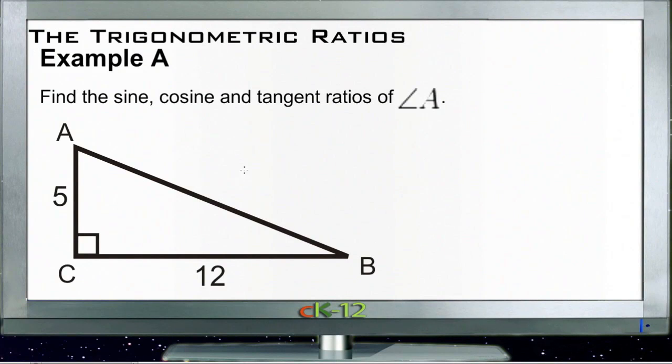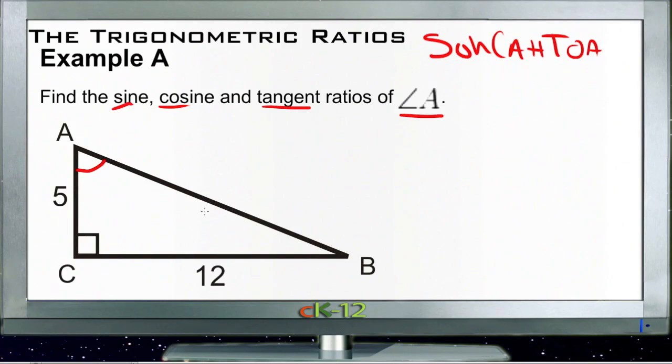Okay, example A asks us to find the sine, cosine, and tangent of angle A. So angle A is up here. In order to find the sine, cosine, tangent, which we're going to use SOHCAHTOA for, we need to find the missing side. So we're going to have to use our Pythagorean theorem. So we'll have 5 squared plus 12 squared equals c squared, since the long side is the one that's missing.